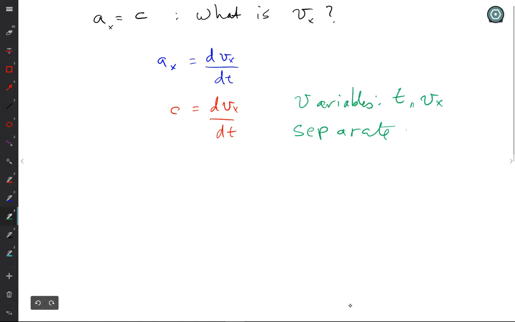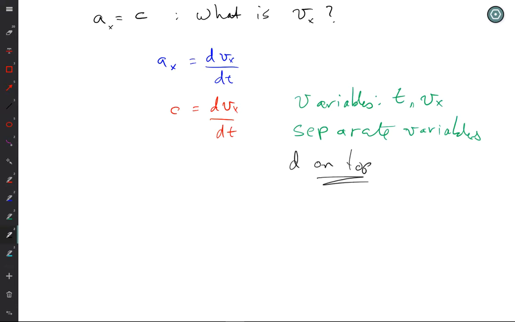Okay, so I need to separate variables. That means I need to rearrange this equation so one side of the equal sign has one variable, the other side has the other variable. So in this case, that's pretty simple. There's one more thing with the separation of variables. Not just do I separate them, but I must have D on top. So when I separate them with the rule that D's on top, there's only two ways of separating them here.